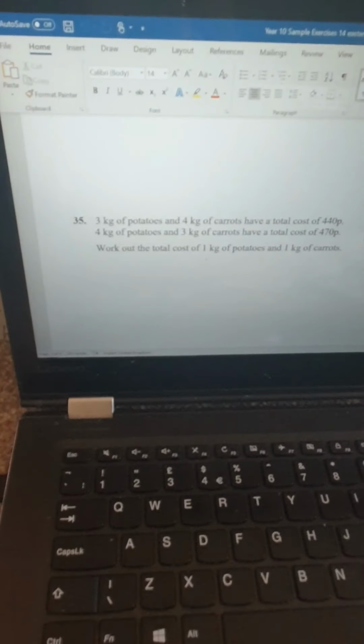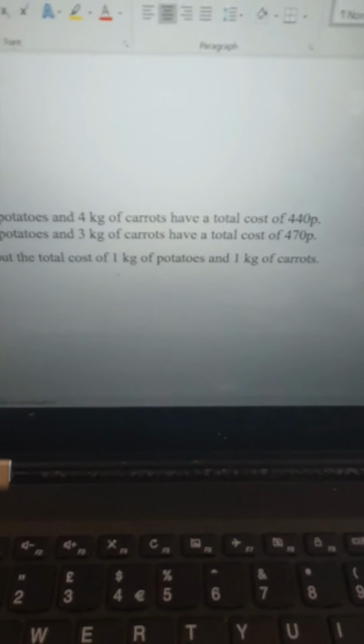So when we're looking at our simultaneous equations, we've got 3 kilograms of potatoes and 4 kilograms of carrots cost 440p. 4 kilograms of potatoes and 3 kilograms of carrots cost 470p. What is the cost of both of them added together? Now, this is the kind of question they love to give you in your GCSEs.